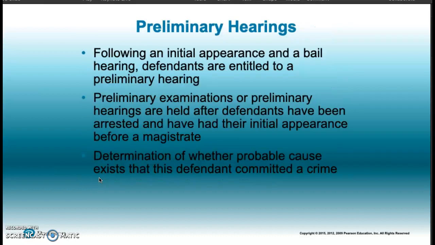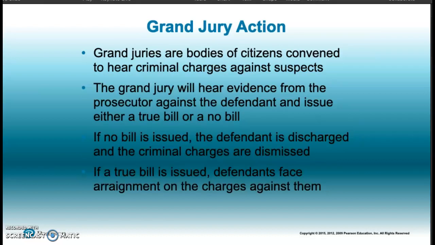Then we get to what's called preliminary hearings. In a preliminary hearing, you're going to have an initial appearance and a bail hearing. They're entitled after to a preliminary hearing. This basically shows what they've been arrested for and gives their initial appearance. And in a prelim, they determine whether or not there's sufficient probable cause to charge them with the crime. You can cover this with a grand jury indictment. We've talked about this before.